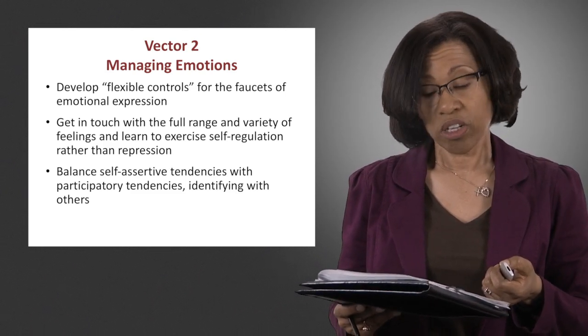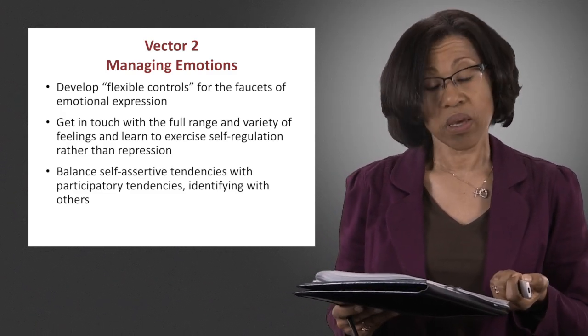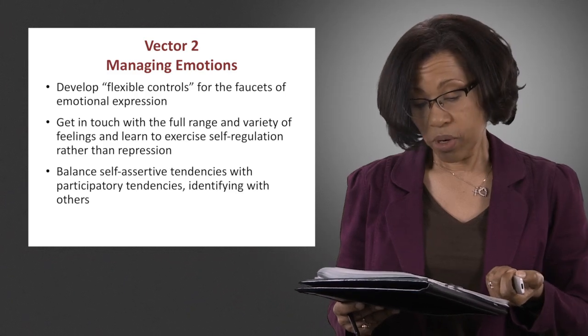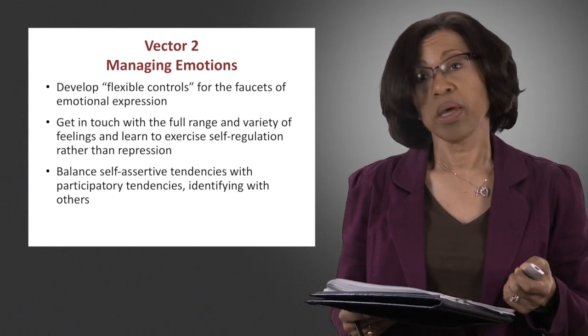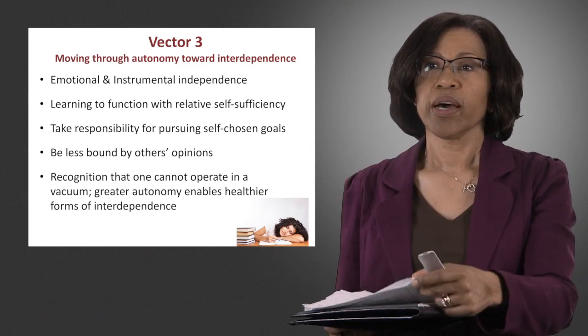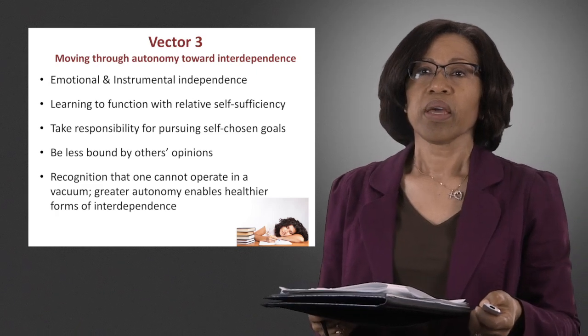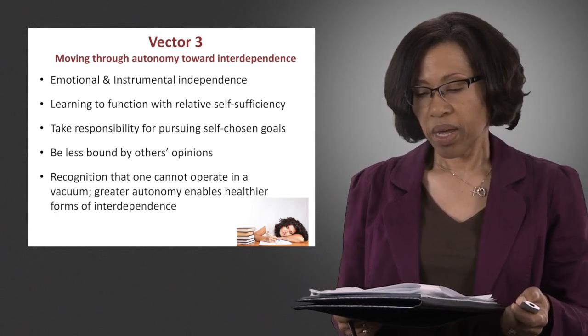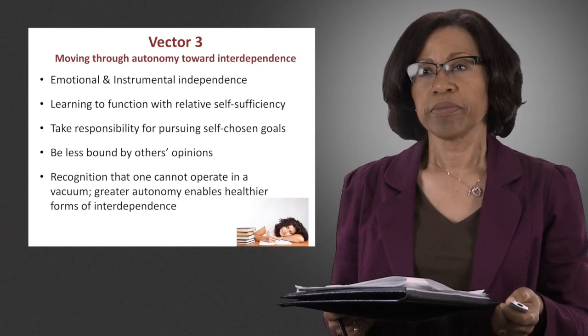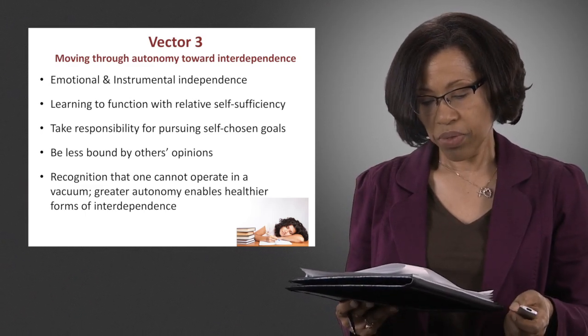These feelings can include anxiety, depression, anger, shame, guilt, as well as more positive emotions such as caring, optimism, and inspiration. The third vector, moving through autonomy toward interdependence. This involves emotional interdependence and being able to separate yourself from others in a healthy way.